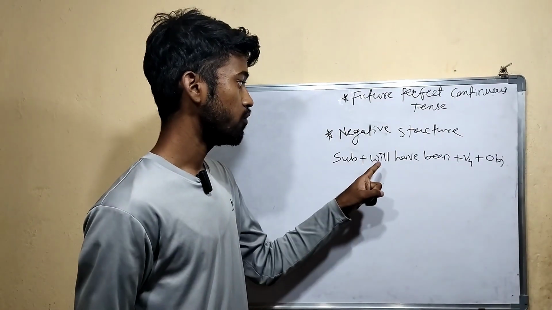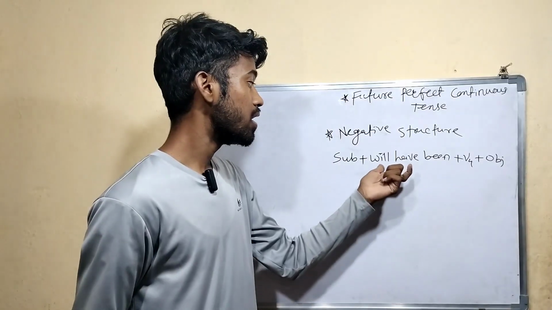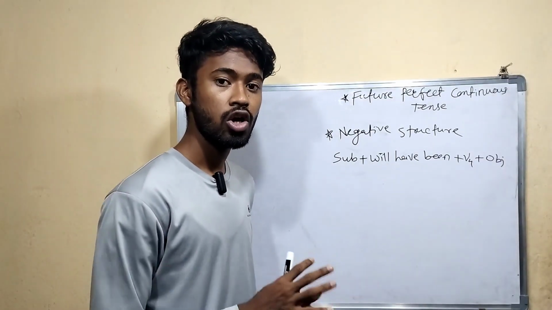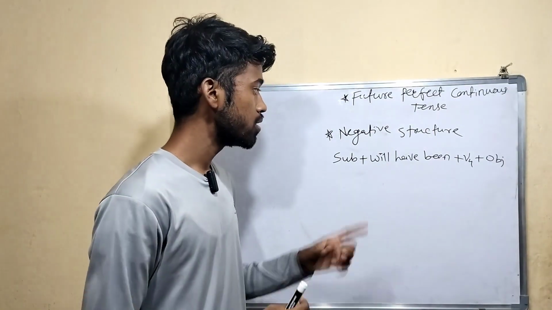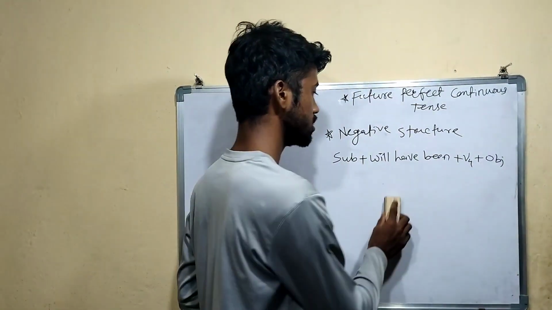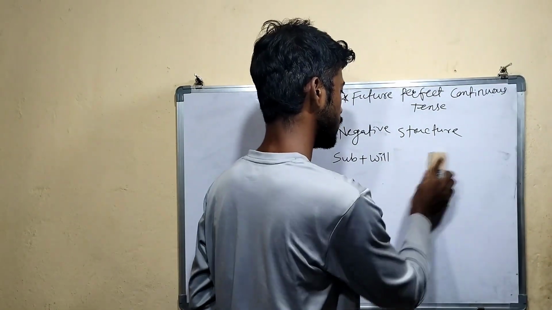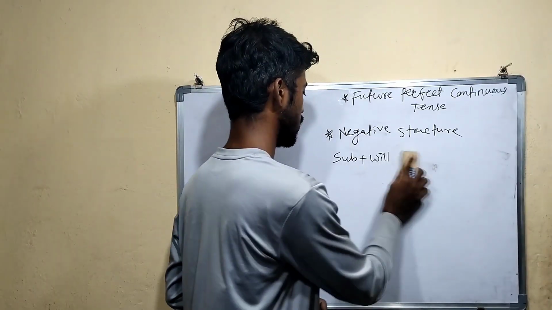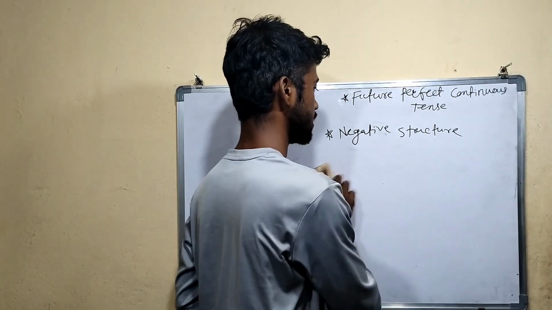So first subject, will, not. After the first helping verb only you have to use not. Okay, so here where you have to use not? Here, after the first helping verb. So what is the first helping verb here? That is will. Okay, I will wipe this and I will write again.